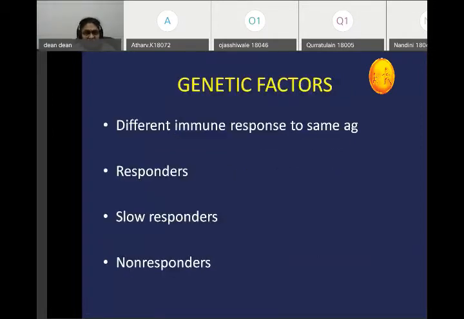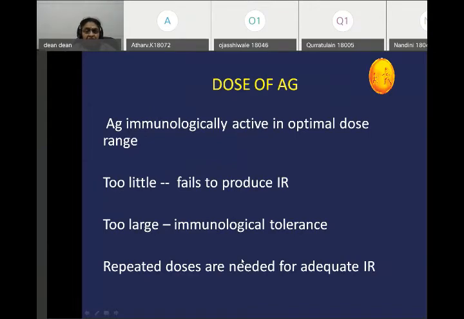Next factor is genetic factors. There is difference in the immune response to the same antigen because of genetic factors. Some individuals are good responders where the antibody production is fast. Some are slow responders. Some are non-responders where no antibody production can be seen. Dose of antigen: if the dose is too little, it will fail to produce immune response. If it is large, it can lead to development of tolerance. So repeated doses are required for production of adequate immune response.